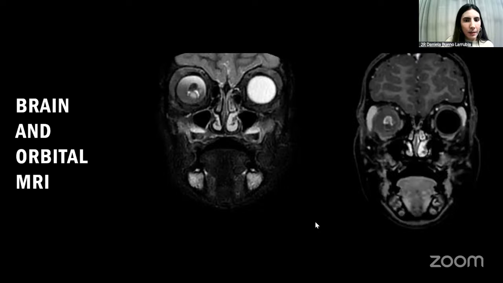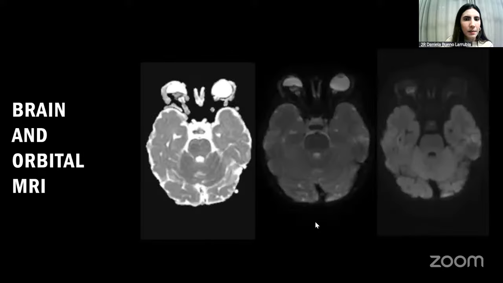The first image in T2, we can see the lens, and over the lens, a hypointense lesion. In the second one, the T1 with gadolinium, we can see the enhancement of the lesion. In this image sequence, it's possible to observe that the lesion shows restricted diffusion.